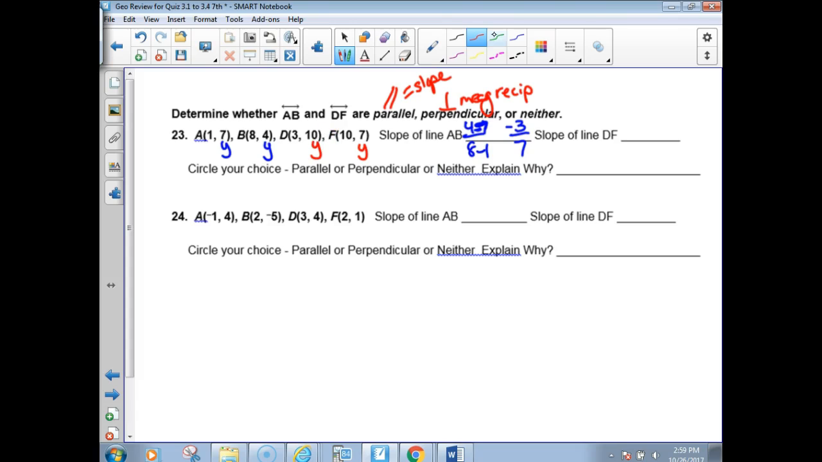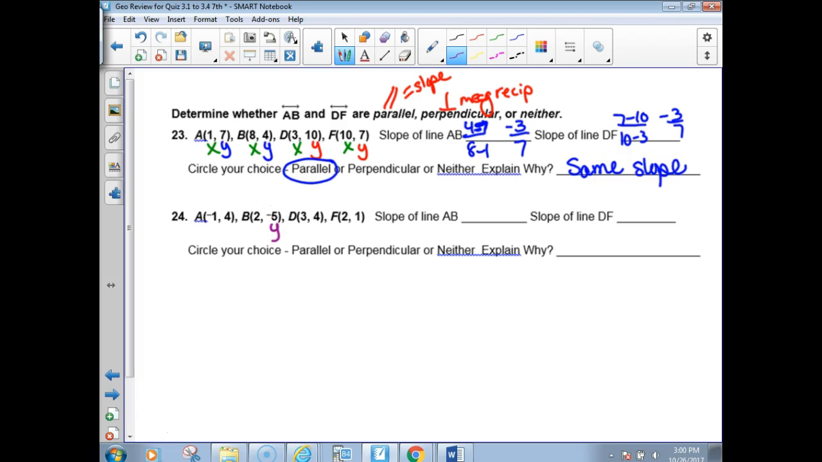We're going to subtract the y's and the x's on the other point. I don't know why I did that all different colors. 7 minus 10 is on top. 10 minus 3 is on bottom. That's negative 3/7. So these guys have the same slope, therefore they are parallel.